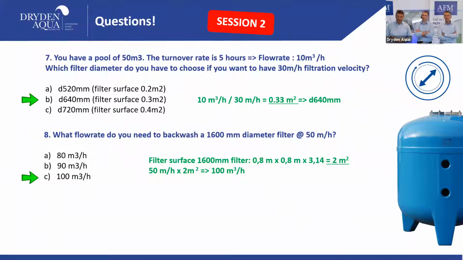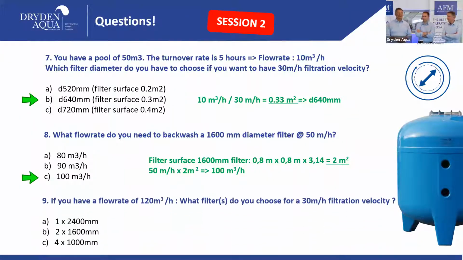And because we all love calculation, everybody loves mathematics, I guess, let's do one more. I think it's not too easy. If you have a flow rate of 120 cubic meters per hour this time, what filters do you choose for 30 meters per hour velocity filtration?